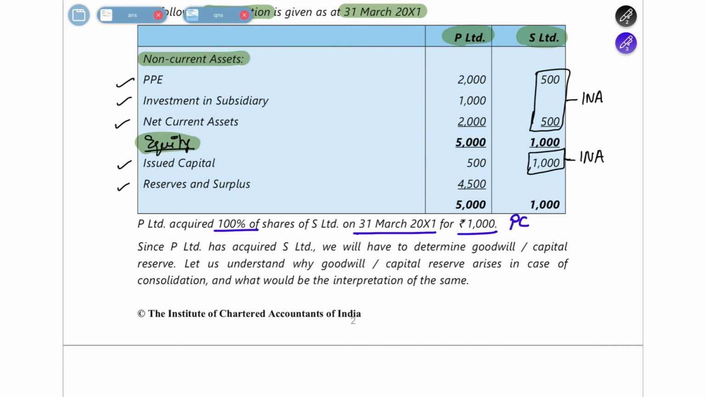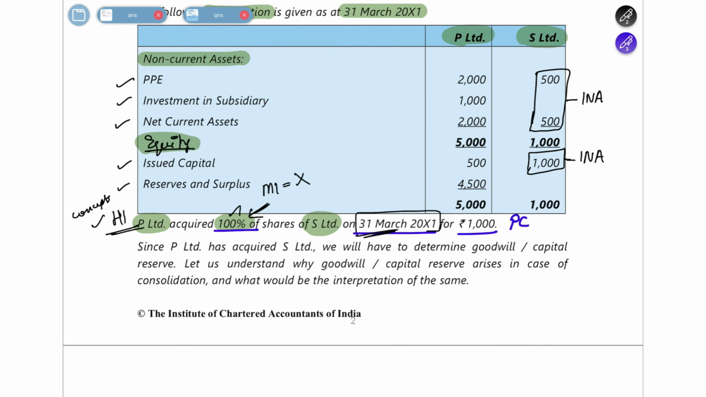Then they are telling you that P Limited has acquired 100% of S Limited, which means P Limited is the holding interest here, or the holding company. You will understand the terms holding interest and minority interest when you have already watched my concepts video, so make sure to watch that. The holding company has 100% of the stake, which means, is there any minority interest in the company? The answer is no, there is no minority interest, because 100% of the stake is held by the holding company itself. And at what date did this acquisition happen?